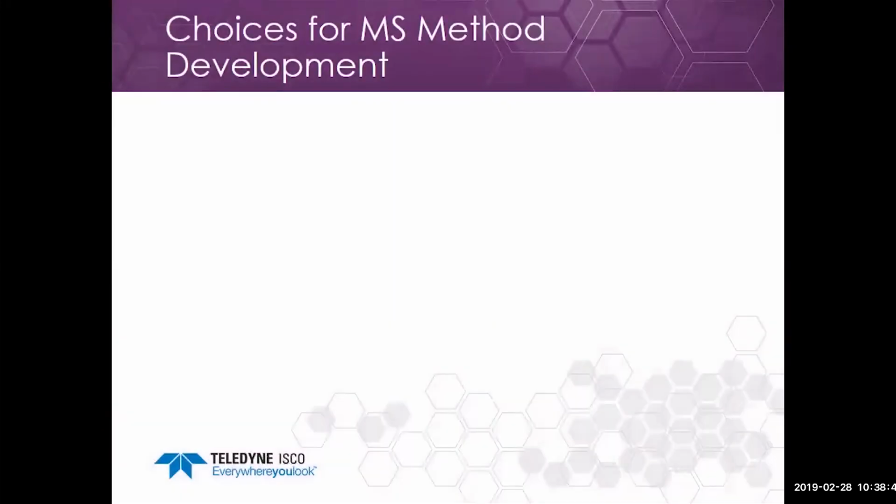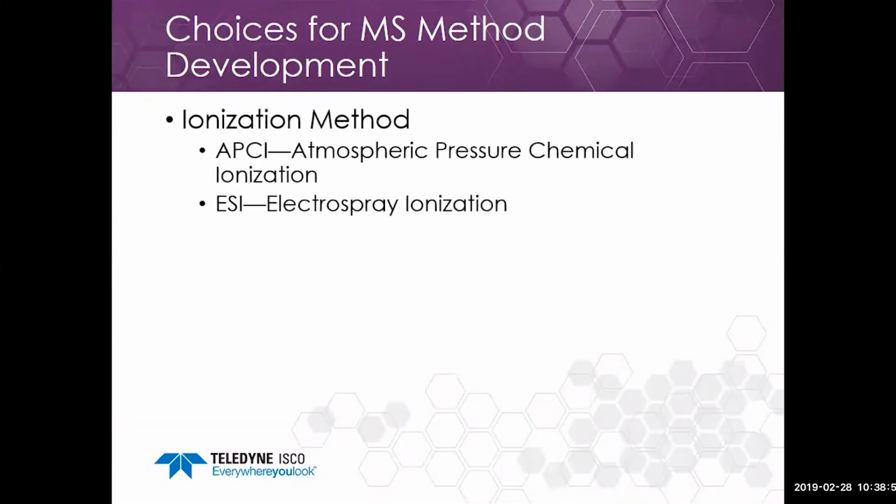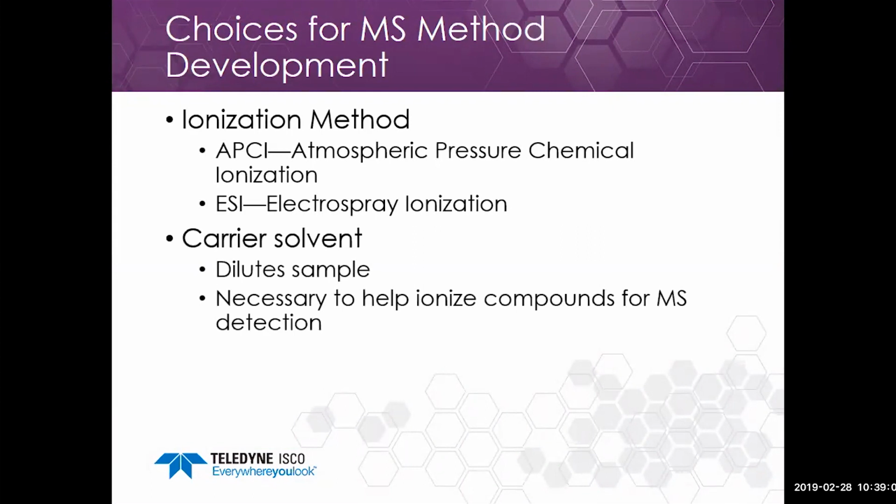So, compound classes for mass spec. There are 2 different probes available for our PURION mass spec: the APCI probe, which is the atmospheric pressure chemical ionization probe, or the electrospray ionization probe. We discussed the differences earlier. The other additional necessary thing is a carrier solvent. This dilutes your sample to the mass spec and also helps to ionize compounds by a modifier for mass spec detection, particularly if you're using ESI.